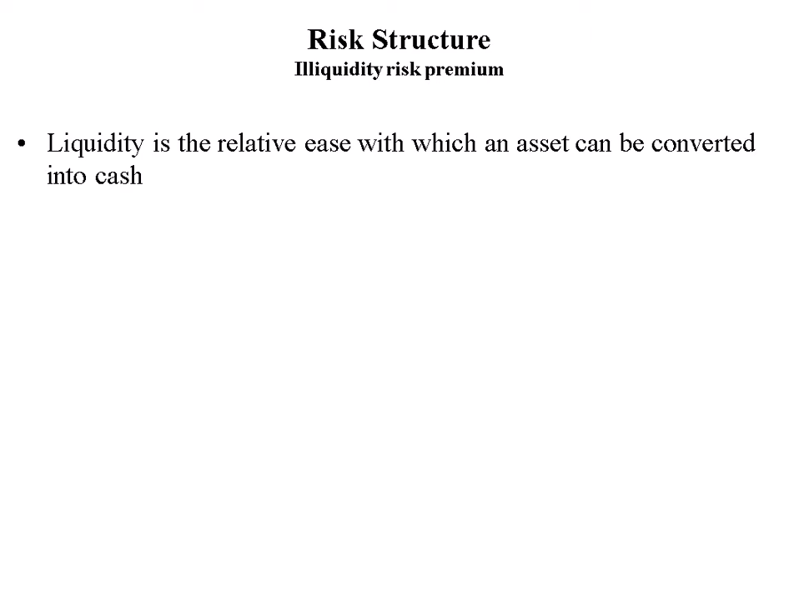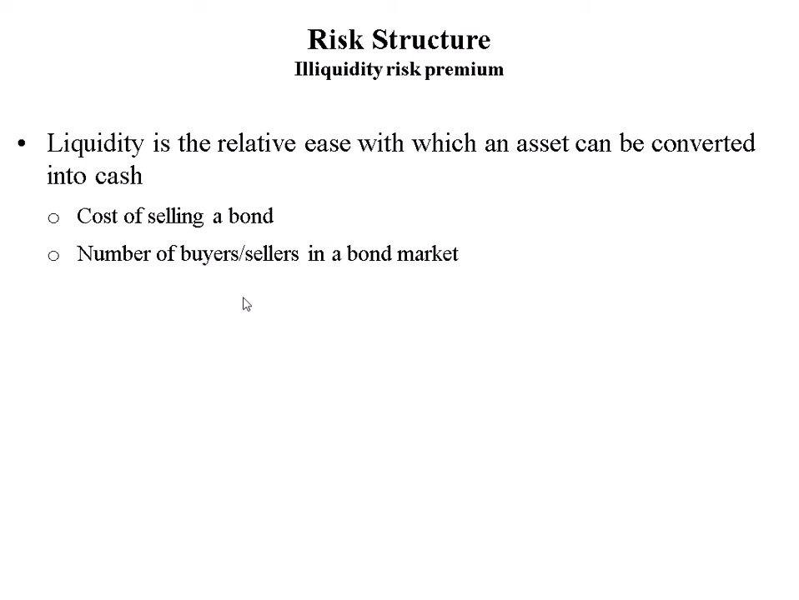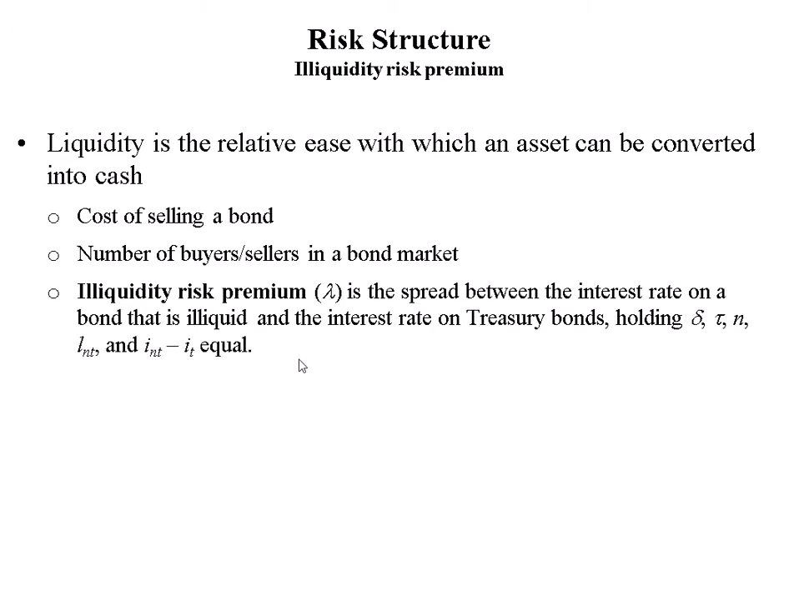Now, what about the illiquidity risk premium? Liquidity is the relative ease with which an asset can be converted into cash. There's a cost to selling a bond. The number of buyers and sellers in a bond market affects liquidity. If there's a bunch of people looking to buy, liquidity is much higher. The illiquidity risk premium, lambda, is the spread between the interest rate on a bond that is illiquid and the interest rate on a treasury bond, holding a lot of other factors constant.